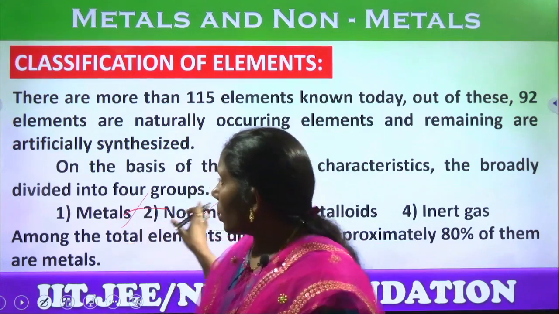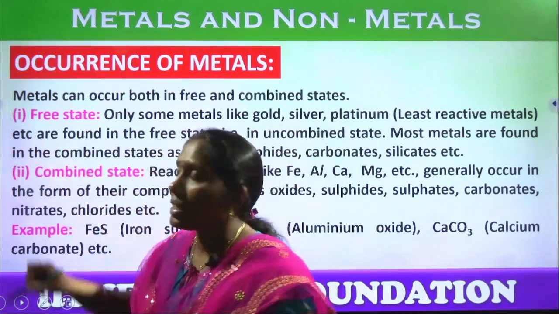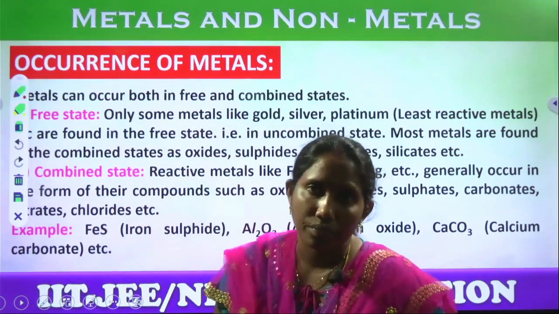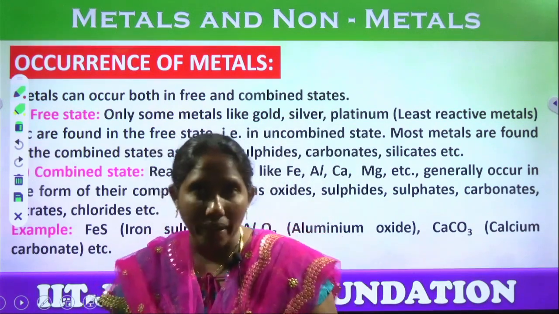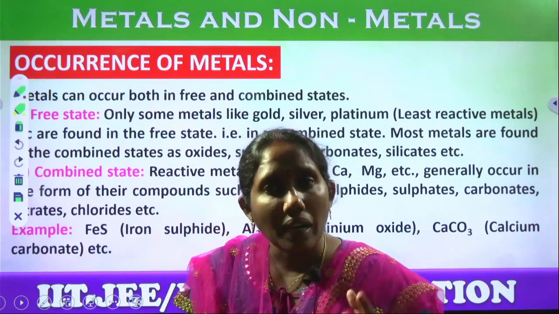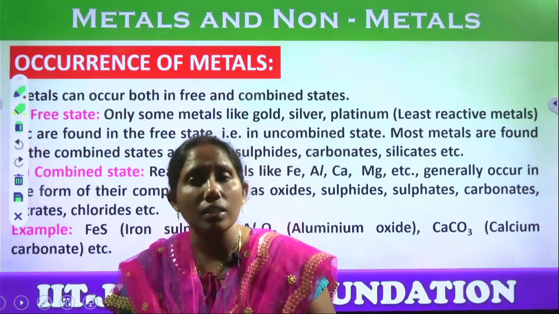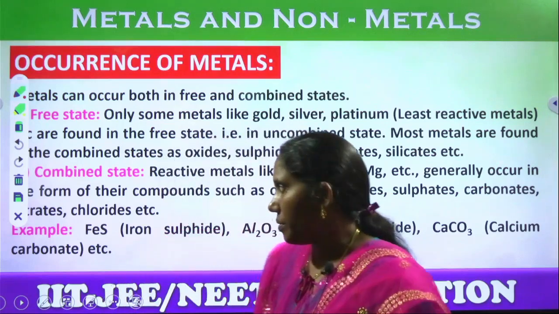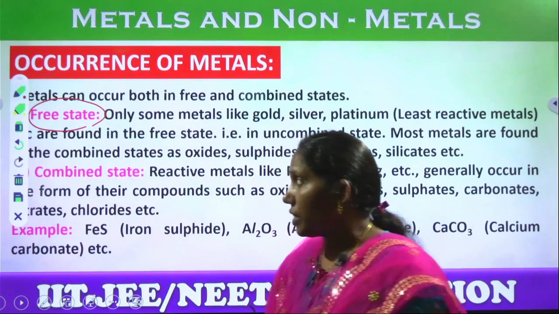So, what is the occurrence of metals? How do metals occur in nature? They occur in the free state as well as in the combined state. Some elements occur in the free state, and some metals occur in the combined state. Which types of elements do we find in the free state?